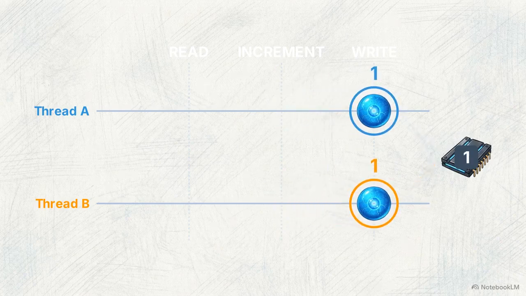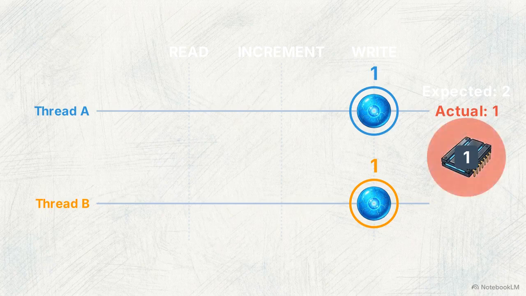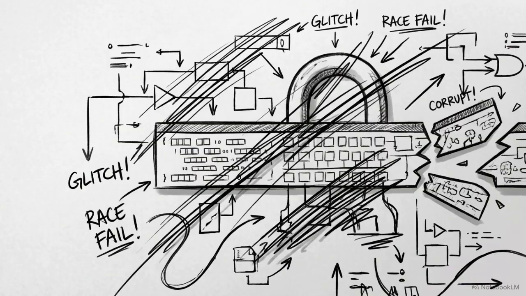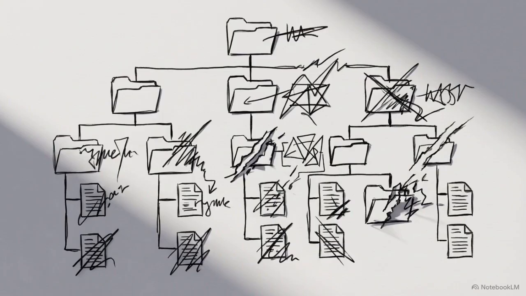Both threads now independently increment their internal values to 1, and both write a 1 back to memory. 2 additions occurred. The expected result is 2, but the actual memory state is 1. This specific failure state, where interleaving hardware instructions corrupt shared data, is a race condition. Unmanaged concurrency ultimately results in data corruption.